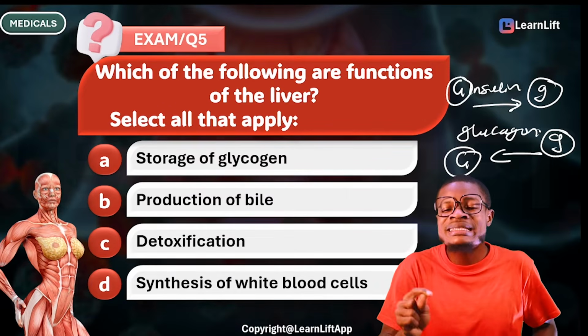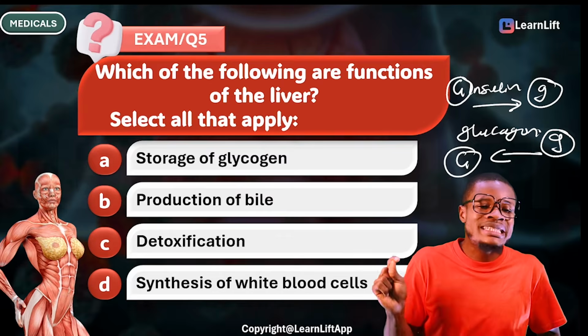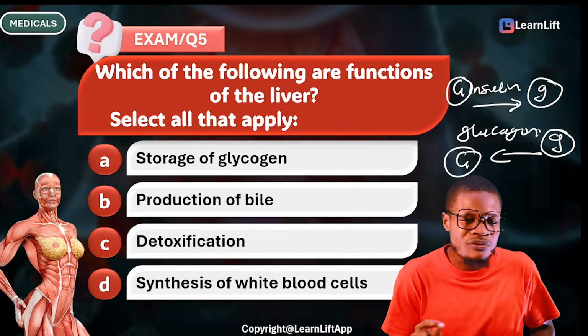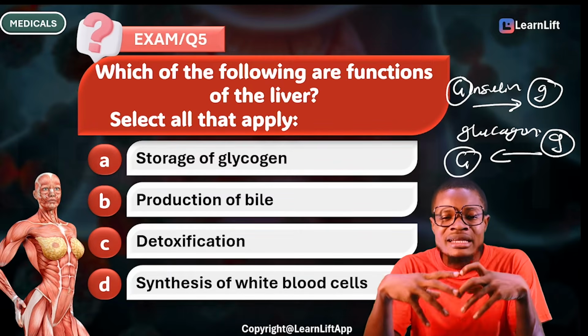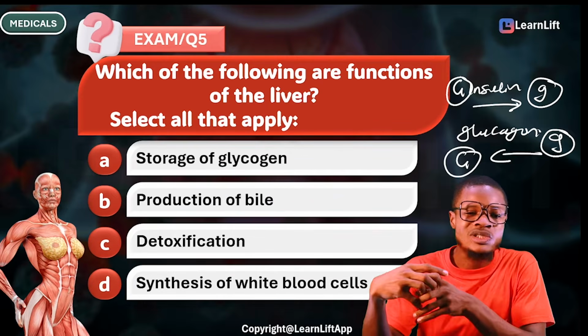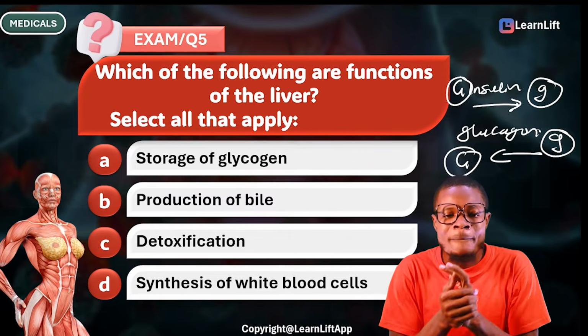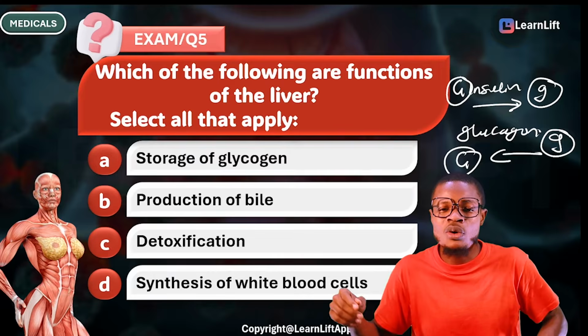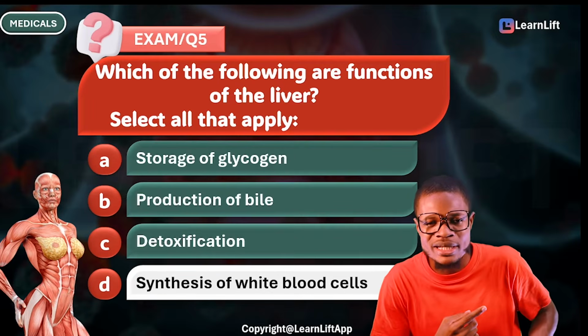And option D is synthesis of your white blood cells. No, that's totally out of the way. So what becomes the correct answer? They say select all that apply in this question. Of course, option A is correct, option B is correct, option C is correct. So we're going to pick out the 3 options as the correct answers there.